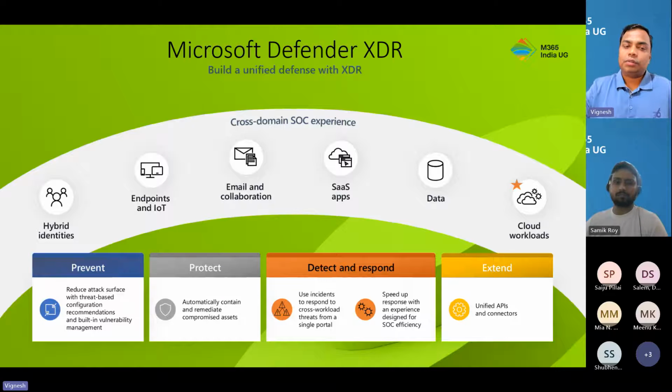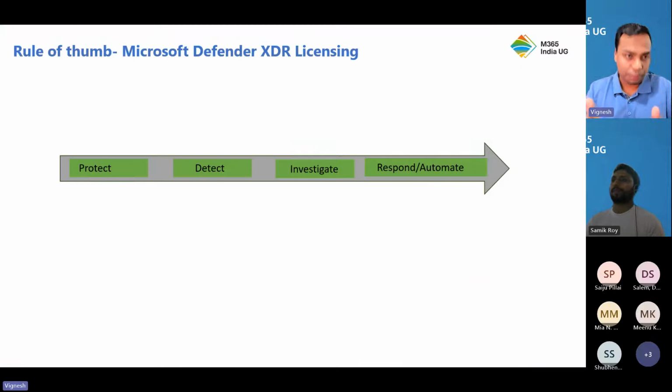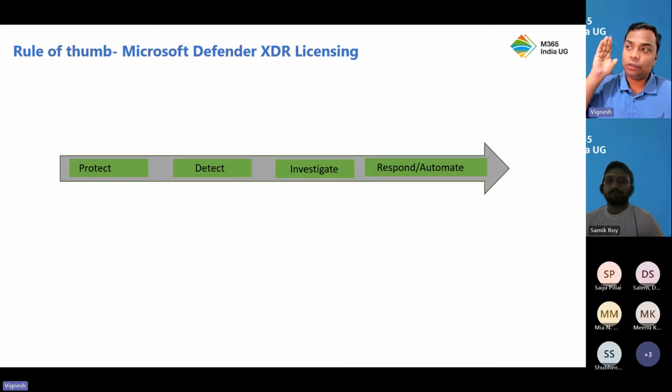Now that we have understood what Microsoft Defender XDR is, and I'm pretty sure we've been saying this for quite some time now, and I feel like I'm sounding like a broken record, let's shift gears and try to understand the licensing. The rule of thumb when we talk about Microsoft Defender XDR licensing is these four core capabilities: protect, detect, investigate, and respond. And with respond, you also get automate.